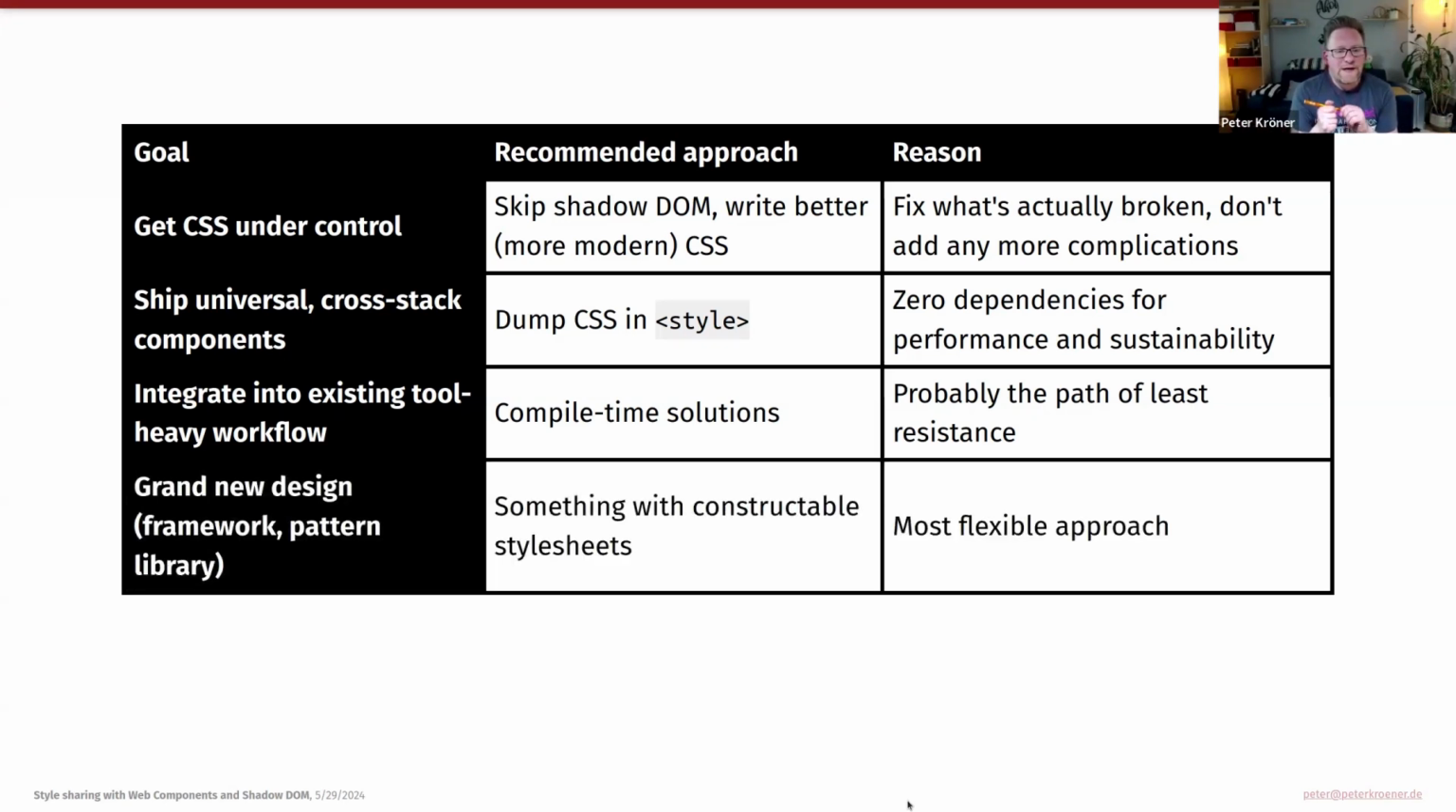Constructible style sheets are probably best suited for the grand new design. If you want to create your own custom web component framework, if you want to create a pattern library from scratch, if you really want to design everything from scratch and really benefit from some sort of basis of a framework or library that you're creating, then constructible style sheets are just the tools that you need to build something yourself. This is the most flexible approach, but again, this requires you to build something yourself, which you maybe don't want to do.